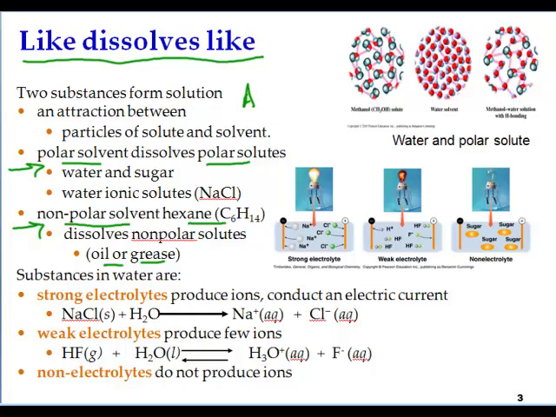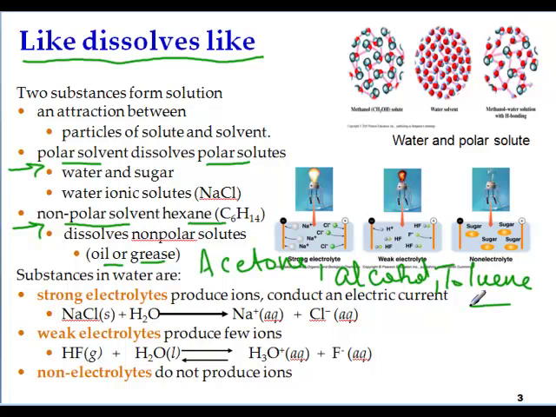Some more examples of nonpolar molecules that I want to give you, and you may have heard of those. For example, acetone is a nonpolar molecule, alcohol is a nonpolar molecule. Another one that we will hear later on in organic chemistry is toluene. So these are examples of other solvents that will dissolve nonpolar solutes. Here in this image you can see methanol, and here's the water solvent, and here's methanol and water in bonding.